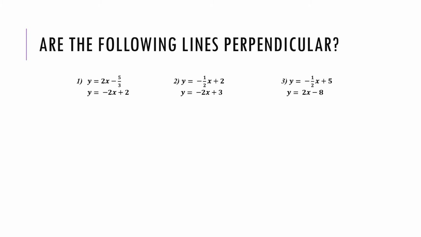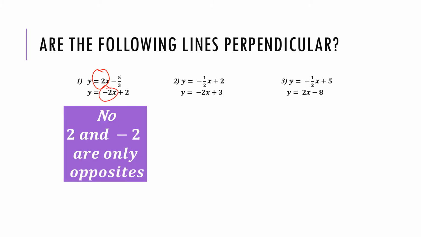So now testing if some lines are perpendicular. So we want to look at our slopes. So we have 2 and negative 2. 2 and negative 2 are only opposites. They're not reciprocal, so these cannot be perpendicular.